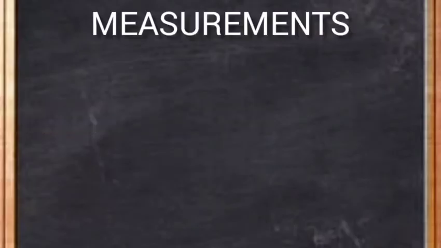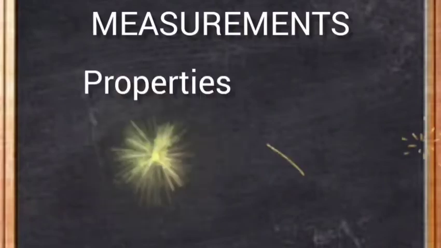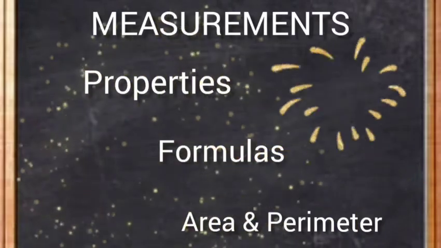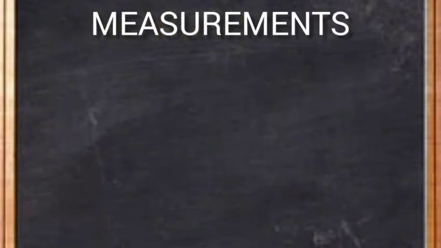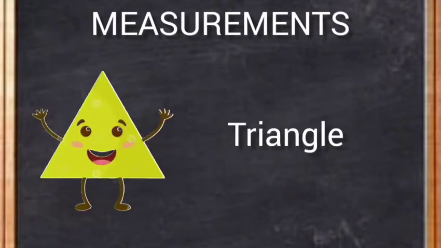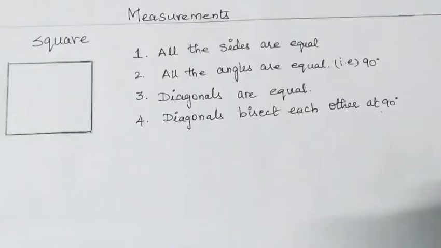In measurements, we are going to see the properties, formulas, and how to calculate area and perimeter of square, rectangle, parallelogram, rhombus, trapezium, and quadrilateral. Let's start. First, we'll see about square.